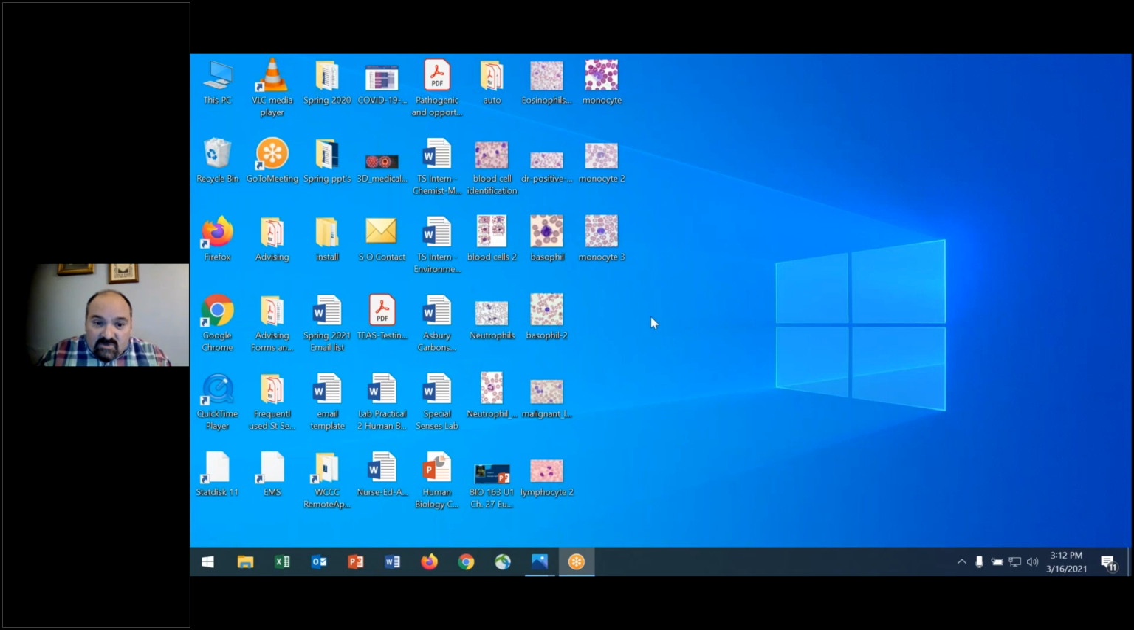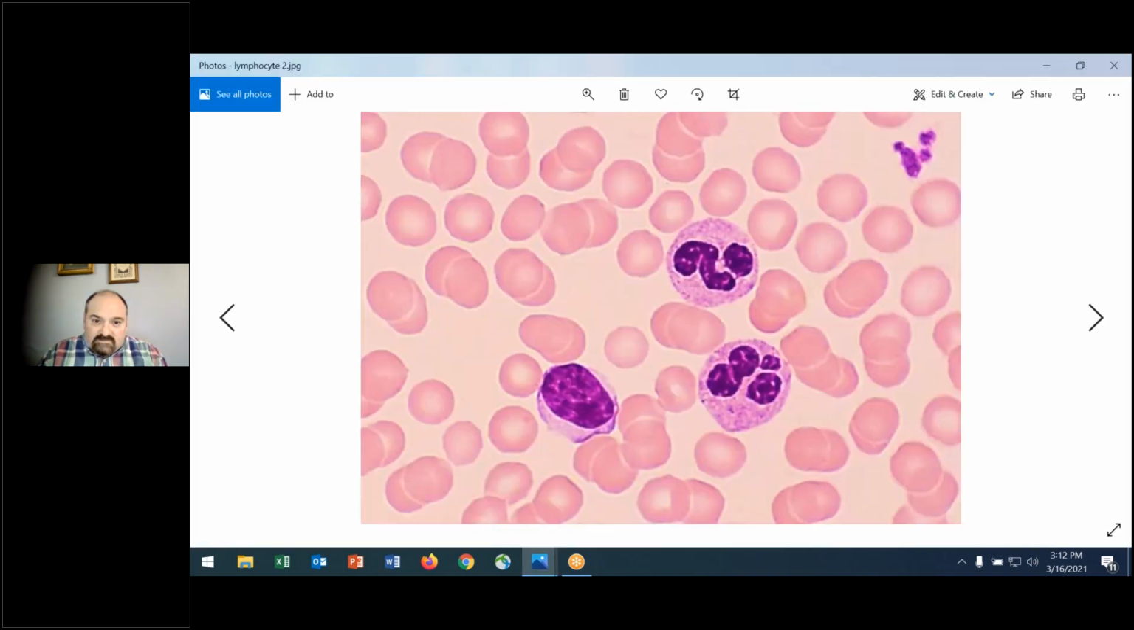And here's one more lymphocyte. Here we go. So here we have an example of a lymphocyte. See, it's a very small area of cytoplasm viewed. And here we have neutrophils and some erythrocytes.